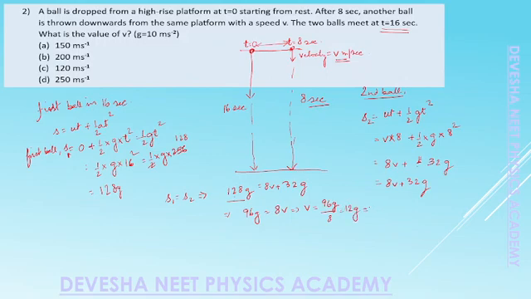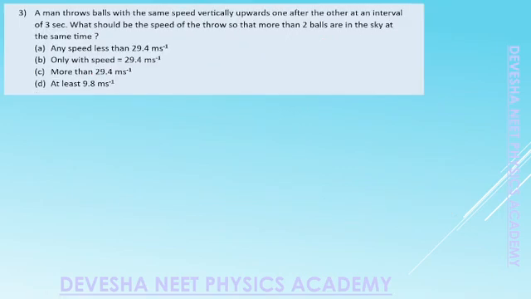Now we know g is equal to 10, so it becomes 12 into 10 is equal to 120 meters per second. So this is the velocity at which it was thrown from the top, right? If you look at the answers, this is the answer here, 120 meters per second. Okay. So now we go to the next problem.